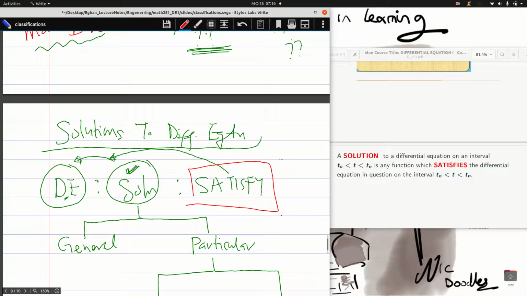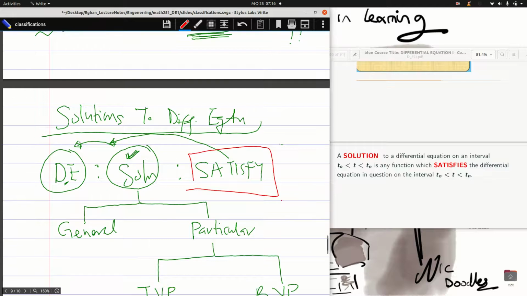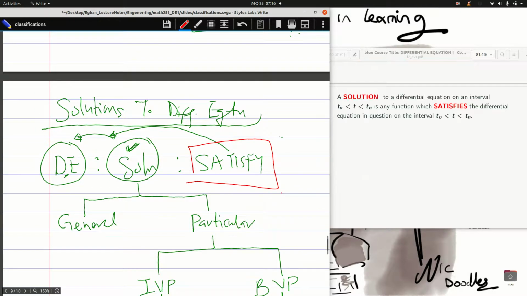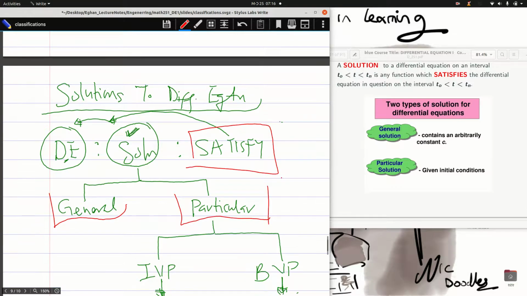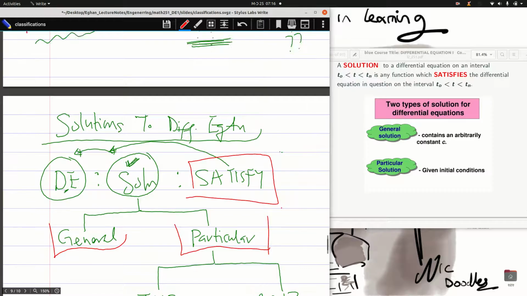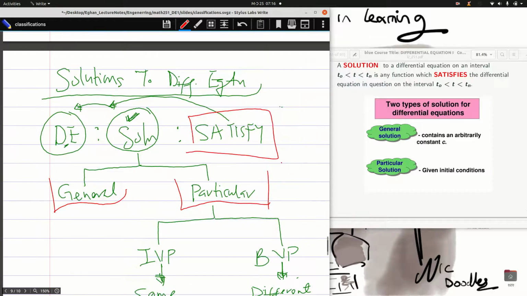Now, with the solution here, we have two forms of the solution: a general solution and a particular solution. I'll use a diagram to explain what the general solution is. Assuming I have my axes, I draw a graph of x and y. I have solution 1, solution 2, solution 3, 4. This is a general solution.